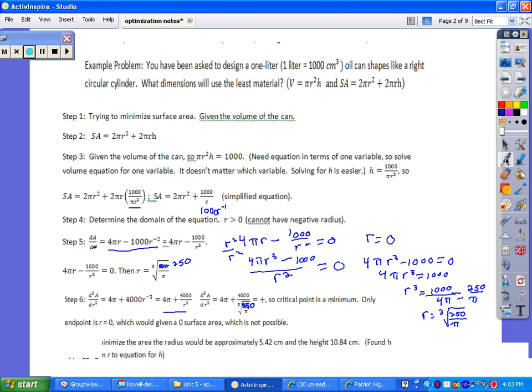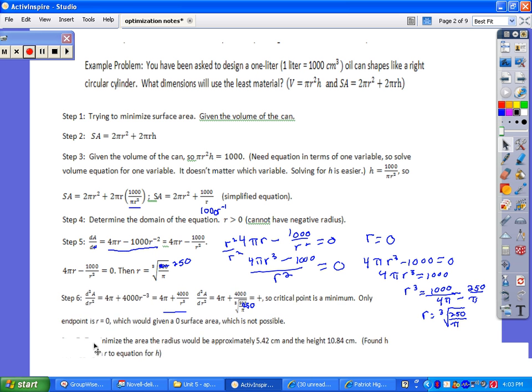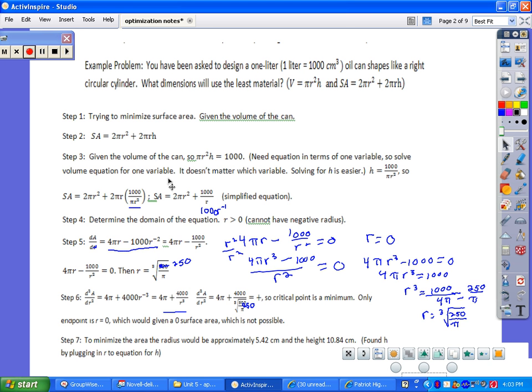And then we have to make sure we check endpoints. So the only endpoint is r equals 0. Which would give you a 0 surface area, which is not possible. So we don't really need to worry about that, but always make sure you check those endpoints because sometimes they will be your answer. And then we find the values.